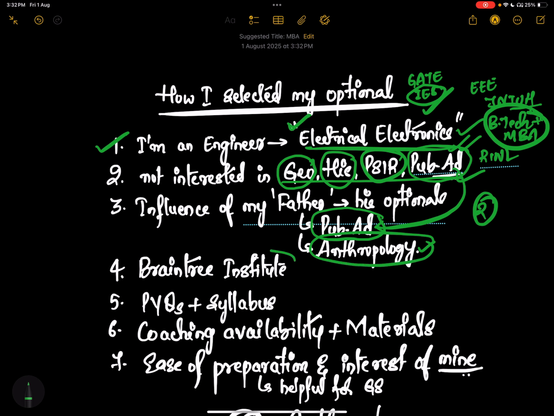And I attended an orientation session of Braintree Institute. It is in Himayat Nagar. In that institute, they teach only two options. One is anthropology, the other is public administration. And they started to say that for engineers and science background students, anthropology or public administration are the best options. Of course, since they are teaching those two only, they'll try to say that only these two are very good for them. But even I felt the same.